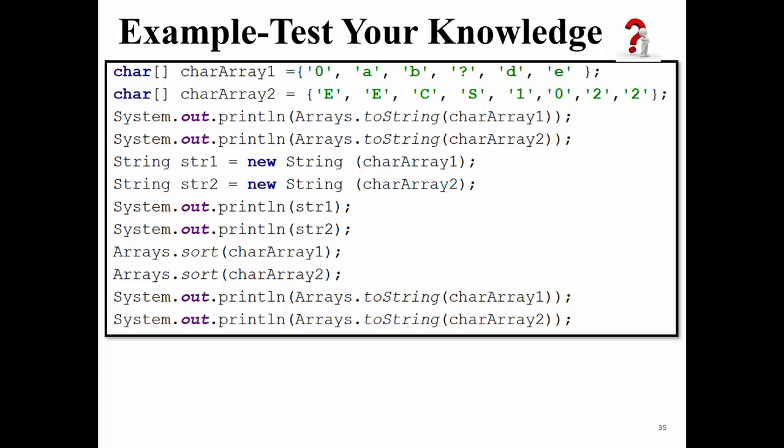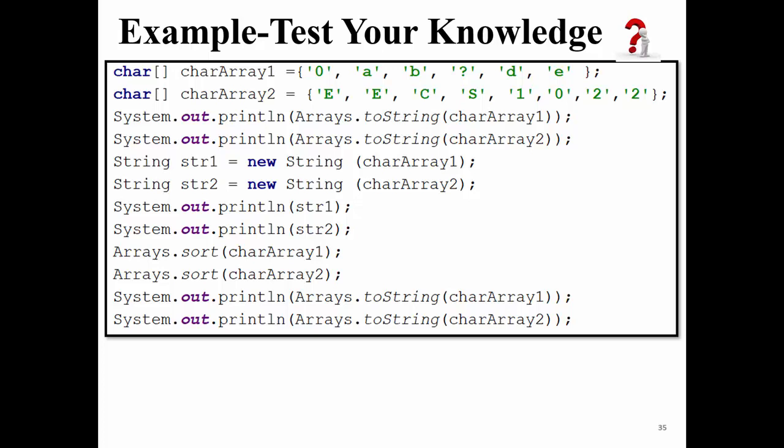In this example, I define two arrays, char array 1 and char array 2. I initialize them at the definitions. I call System.out.println with Arrays.toString, so I will print them out. And then I will define a new string. One of the things about the constructor of a new string is that it takes a character array and converts it to a string. Then I print them out.